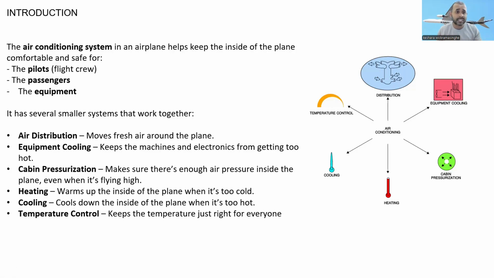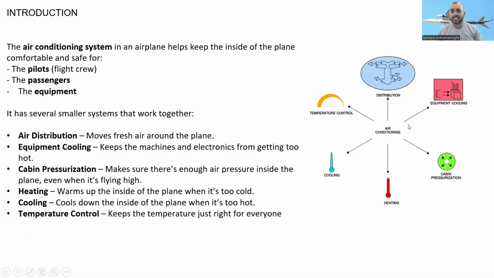What are they? First one is the air distribution system. It moves fresh air around the airplane. And equipment cooling, this is also very important. Equipment cooling keeps the machines and electronics from getting too hot. The next one, cabin pressurization. For pressurization we also use the air conditioning system. It makes sure there's enough air pressure inside the plane even when it is flying high. And the heating warms up the inside of the plane when it is too cold. In the air conditioning system we do both cooling and heating. And then the temperature control keeps the temperature just right for everyone.